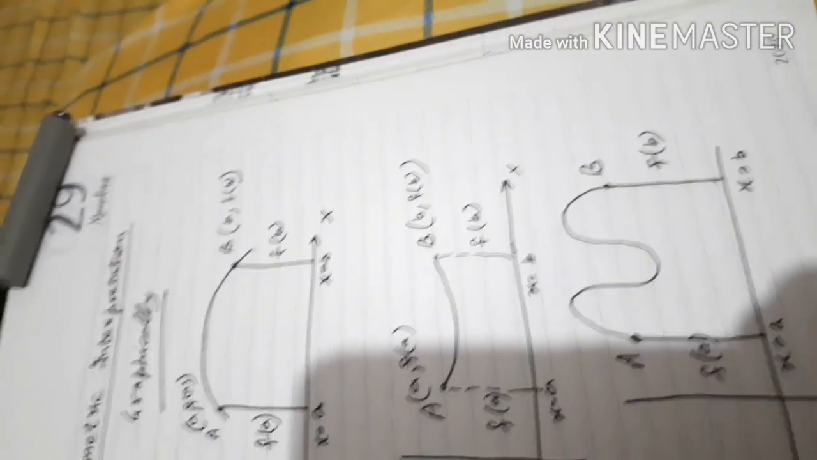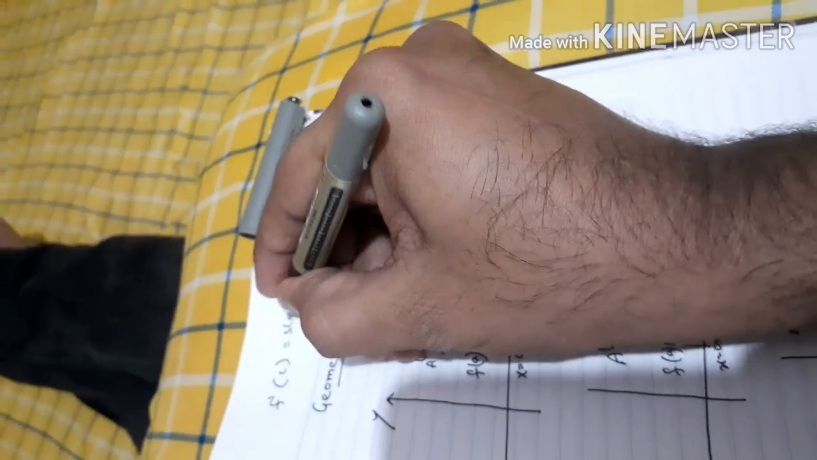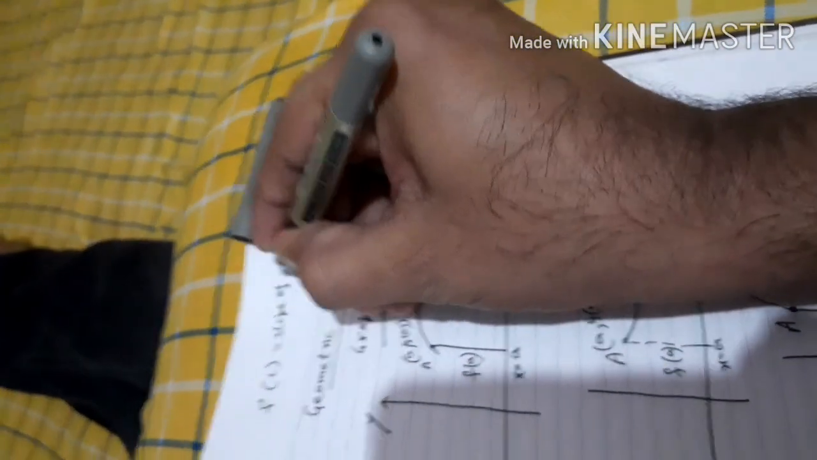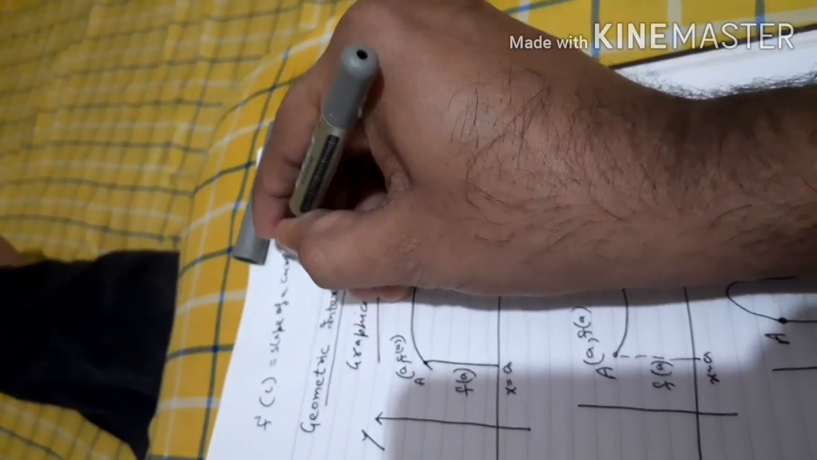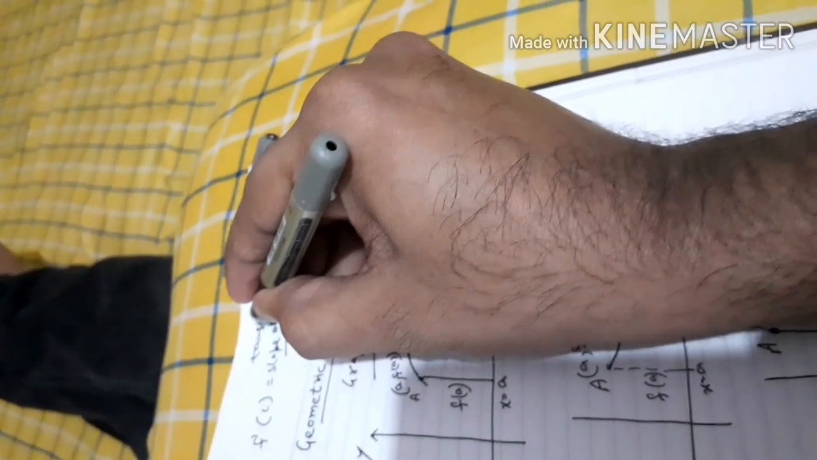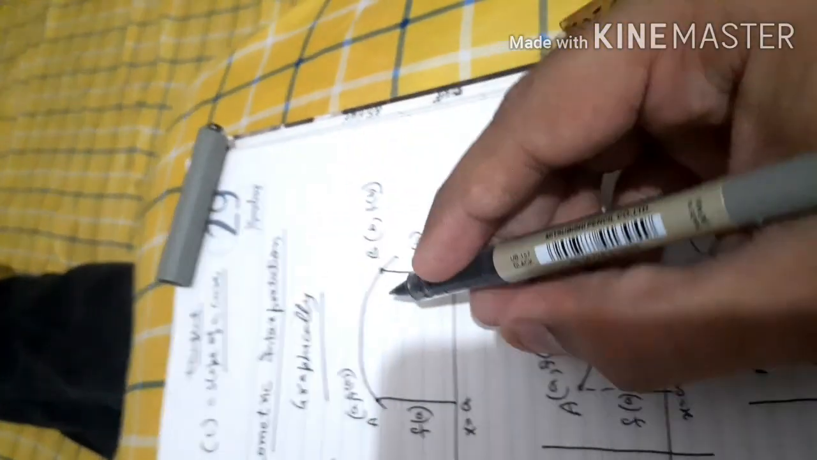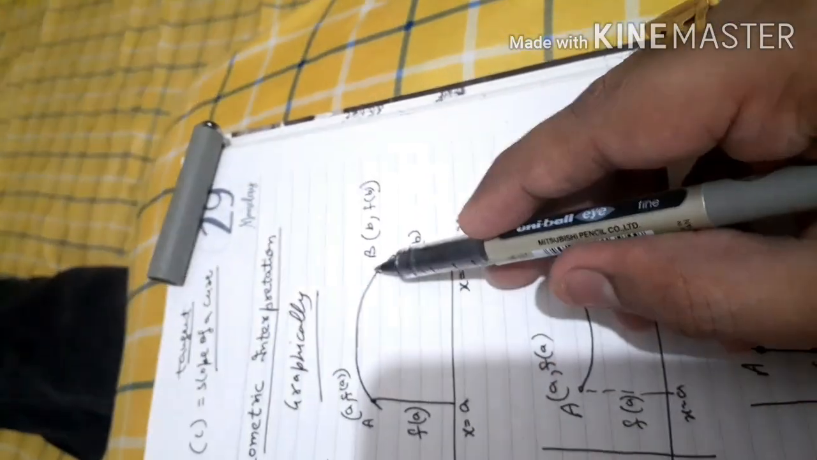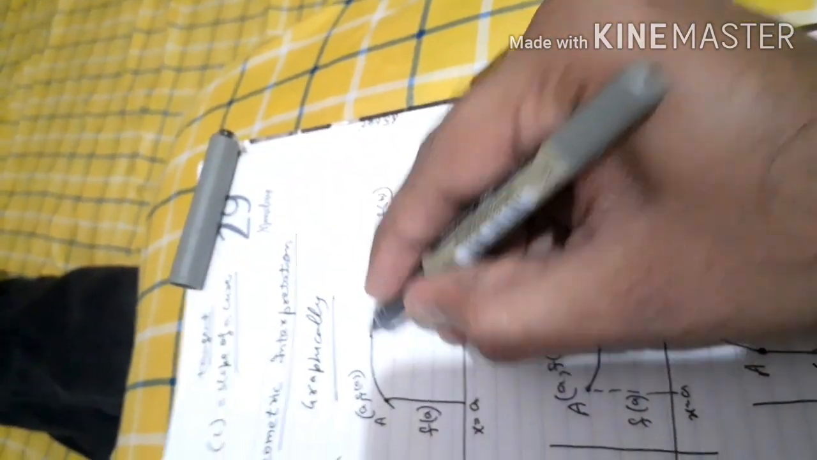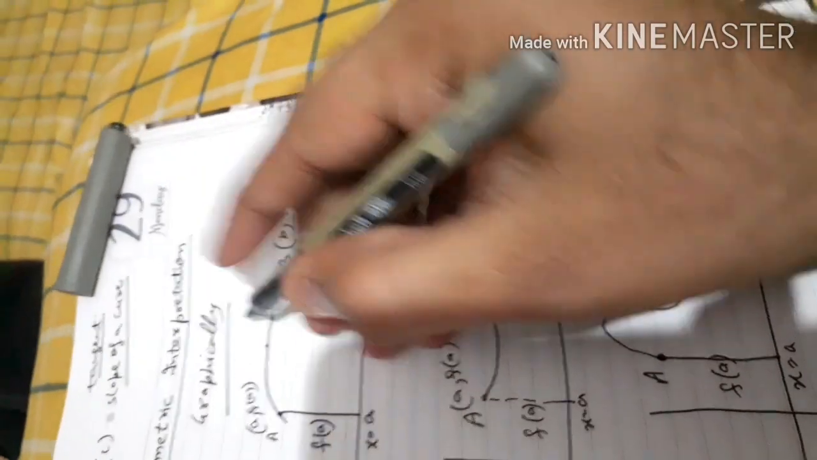Differentiable means a tangent exists. Earlier I told you what f'(c) is: f'(c) is equal to the slope of the curve, that is, the slope of the tangent at that particular point. So in between these points we will get at least one point.